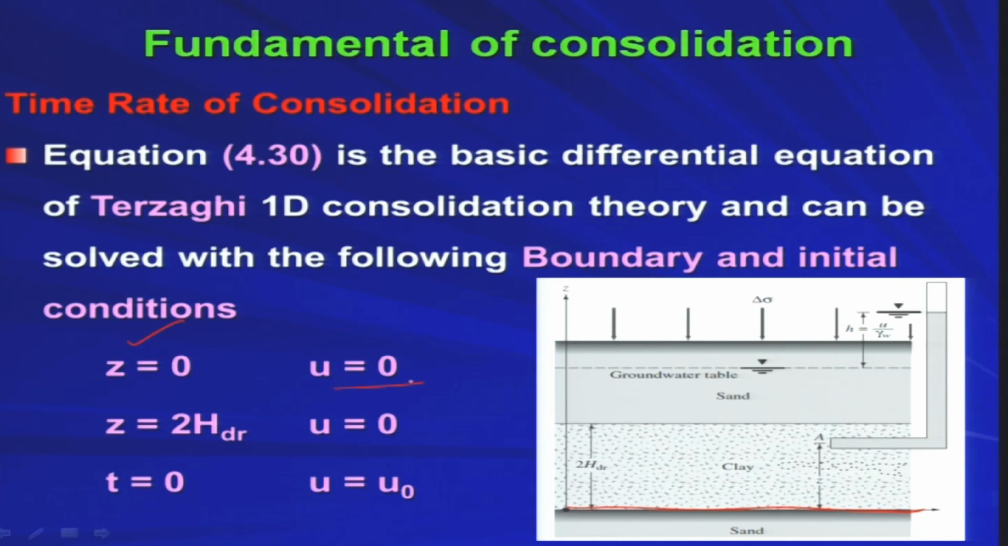Then where will be the other location where excess pore water pressure must be 0? That will be at 2 into HDR. So, at z equal to 2 HDR, your excess pore water pressure must be 0, and at t equal to 0, your excess pore water pressure was u equal to u naught, right. That means you are just applying the increment of total stress, that is delta sigma, and immediately you will be observing that excess pore water pressure will be building up, and that is nothing but u equal to u naught. So, these are two different boundary conditions and an initial condition.